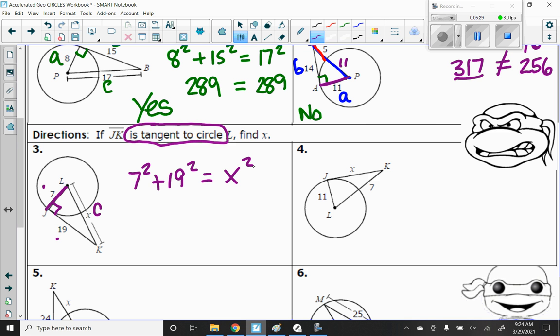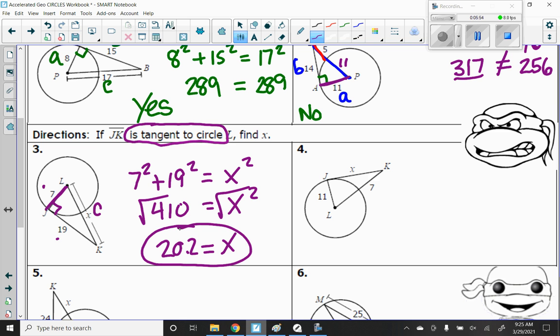So if you solve this, you would get your hypotenuse, and it would be a decimal, okay? 7 squared and 19 squared added together, I get 410. And the last step would be to take the square root. So X would be approximately 20.2. That's what I got in my calculator. Hopefully you get it in yours.